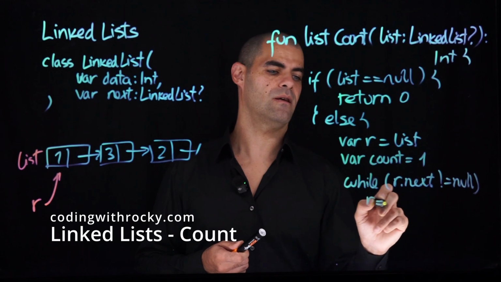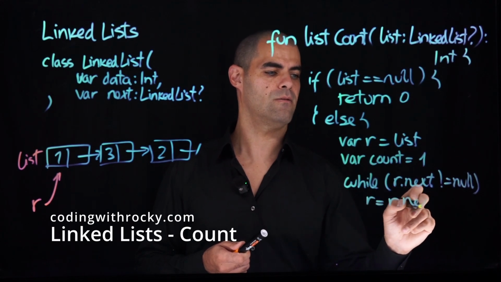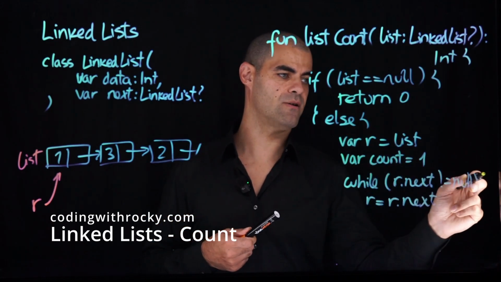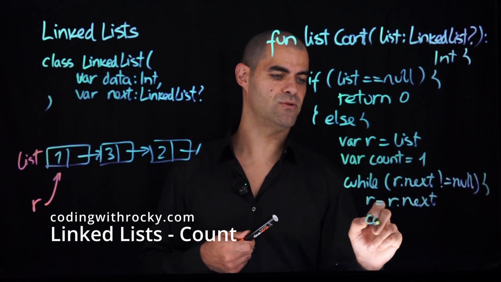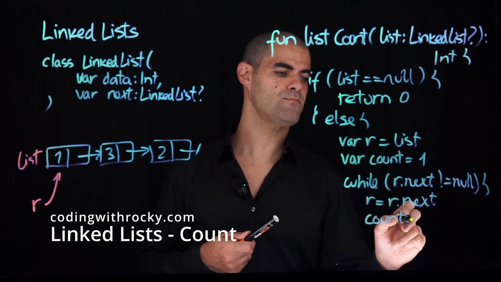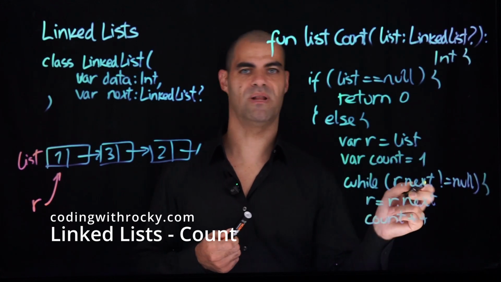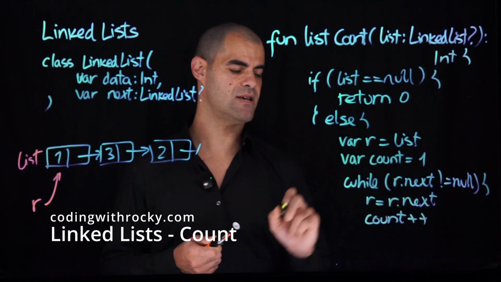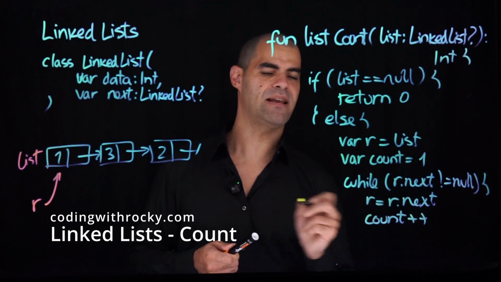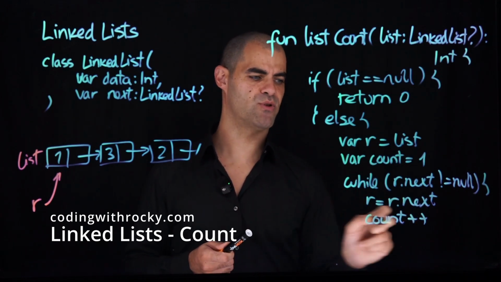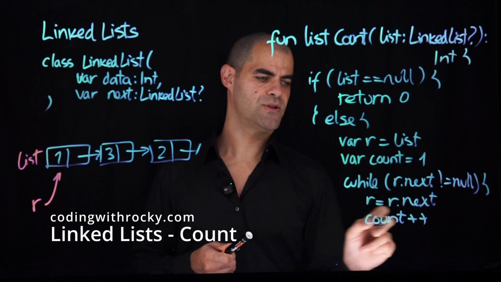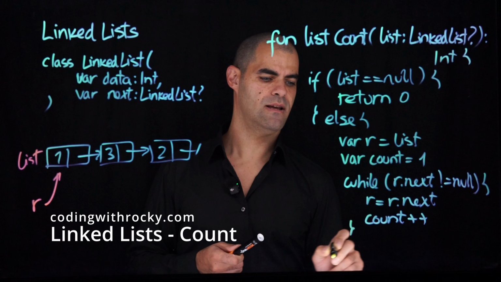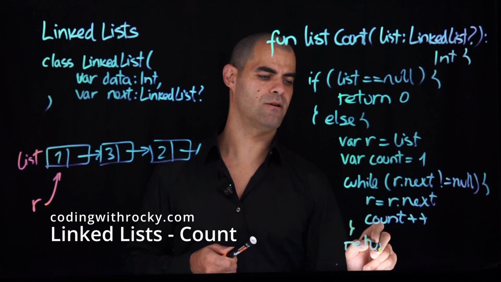We move our pointer, but now we also need to increase our count, right? So we need to be able to do count plus plus or plus equals 1, depending on the language. In Python, it would have to be plus equals 1, but many programming languages support this plus plus notation. So this will increment the value of count, and then we return count.